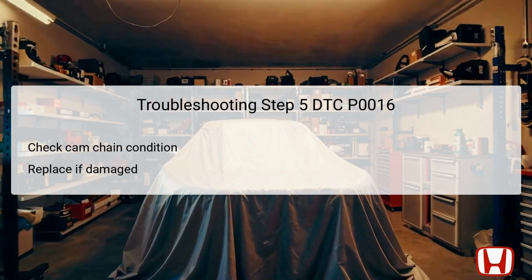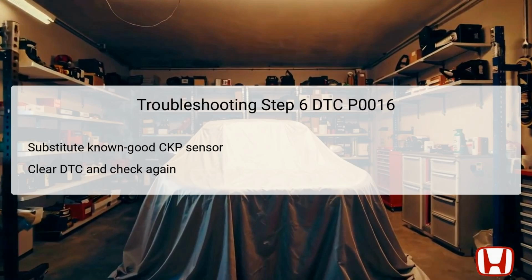This also includes replacing the cam chain auto tensioner, as this component helps maintain correct tension in the chain for optimal performance. Cam chain integrity is vital for reliable engine performance, and addressing any deficiencies in this component is critical for the successful resolution of DTC P0016. In the sixth and final troubleshooting step, the process involves substituting a known good CKP sensor.